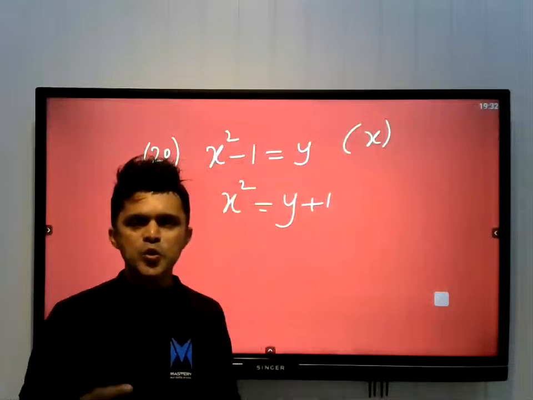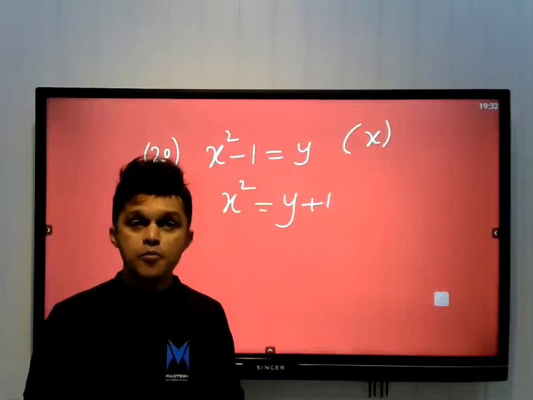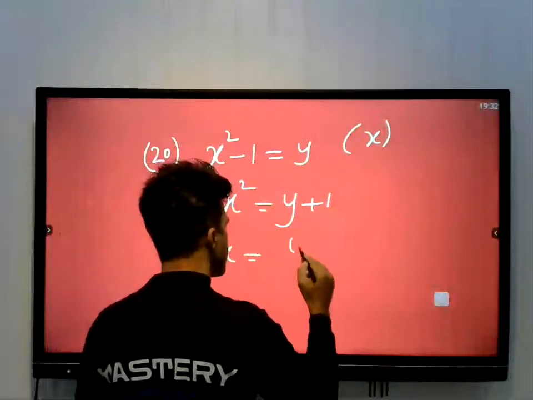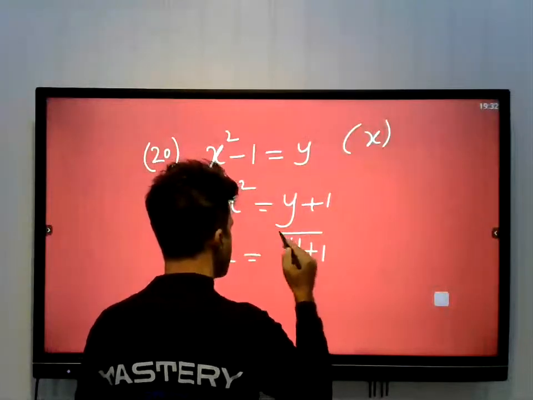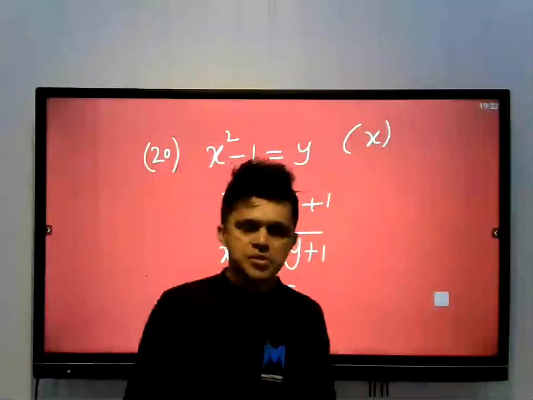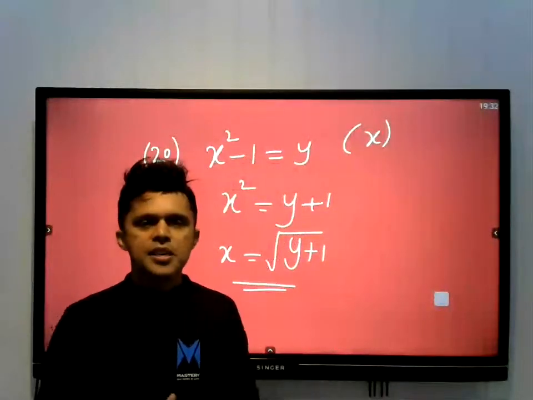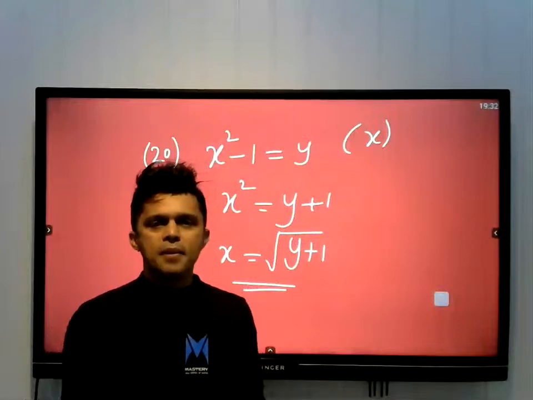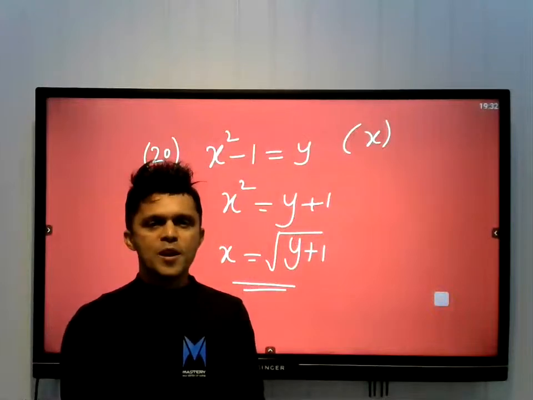Now to write the term x as the subject, x equals the square root of y plus 1. You have to get the square root of these two terms. So x equals the square root of y plus 1.